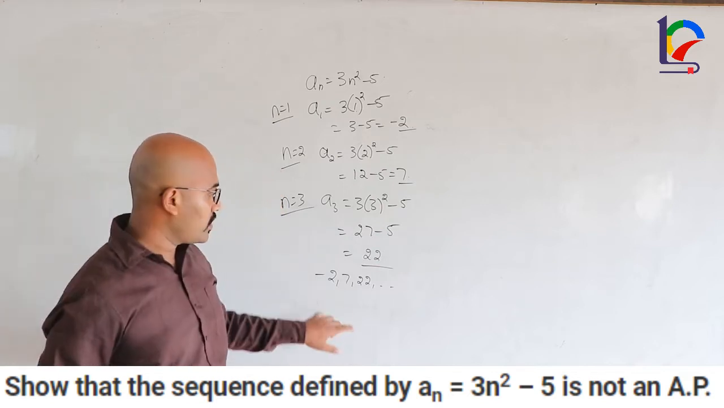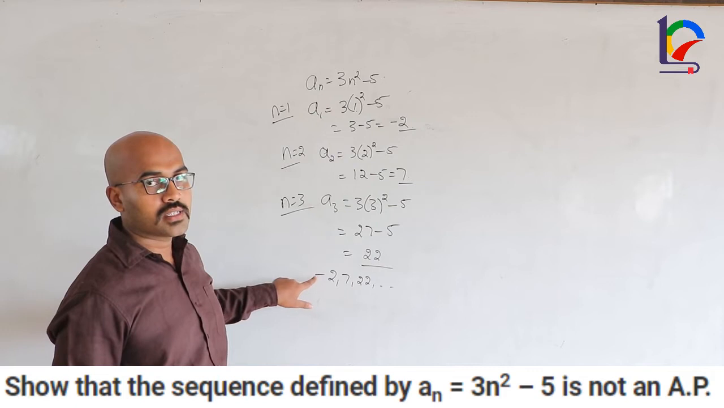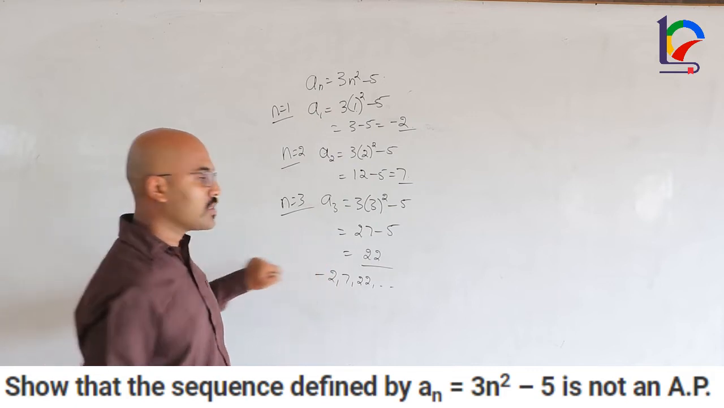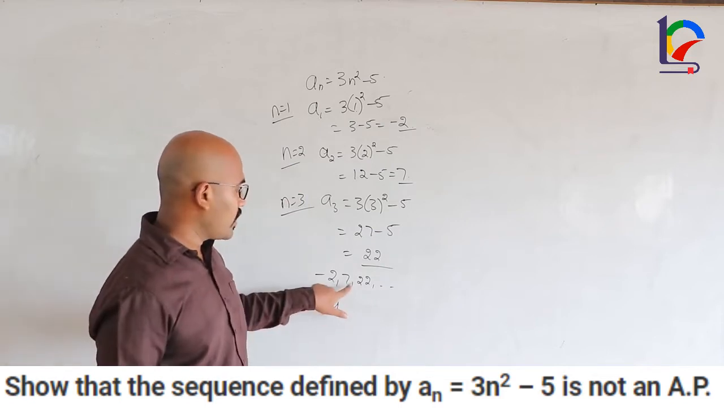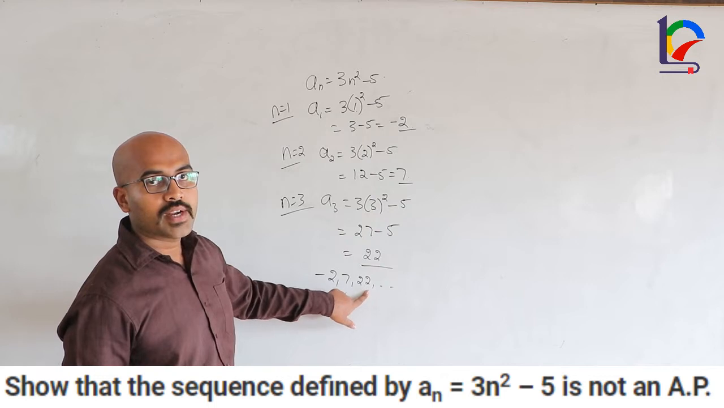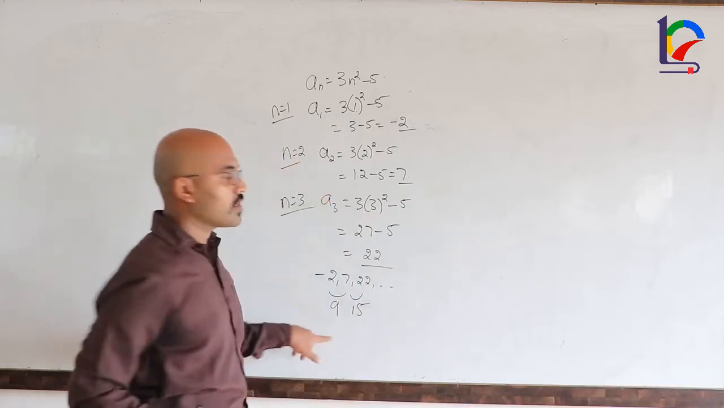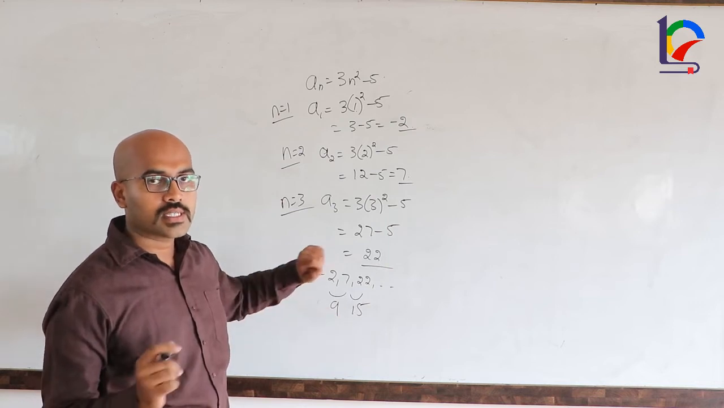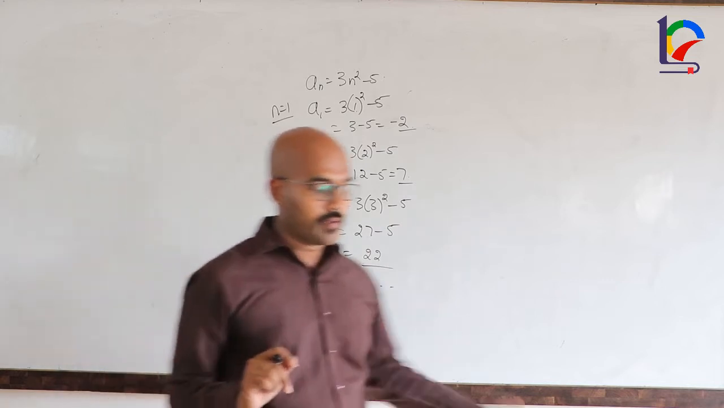So the common difference, 7 minus of minus 2, here the common difference is 9. Then 22 minus 7 is 15. So both the common differences are not the same. Hence, this does not form an AP.